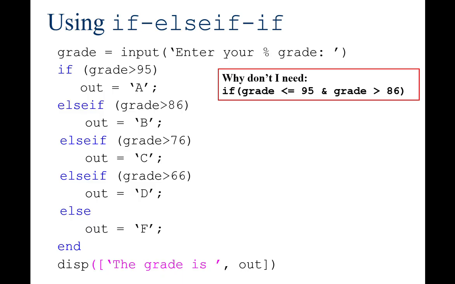Now you may have asked, why don't I need to put both on here? For this first else if, we say, well, if the grade's less than 95 and the grade is greater than 86. Well, we already know that it's less than 95 because it did not meet the first if statement up here. So you really only need one at a time.